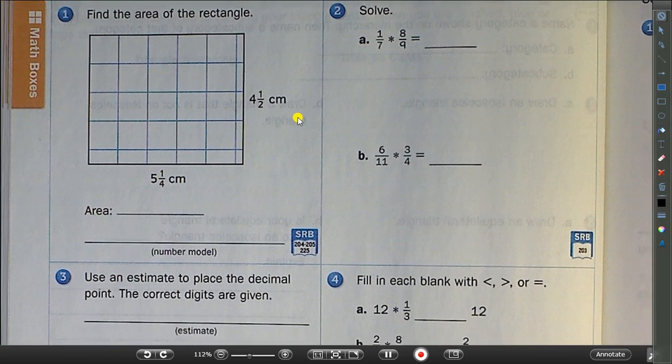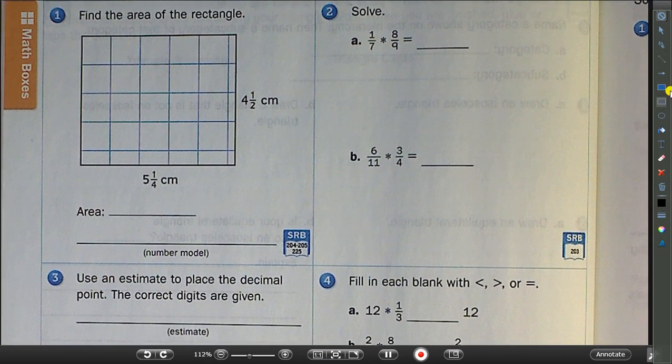Math boxes. Problem 1. Find the area of the rectangle. All right, first thing, area equals length times width. Now, in the beginning of the year, we would count squares, but once we start getting different size pieces, we have 3 different size pieces here. So counting squares, probably not going to be the best way for this, but you could make it work. So I'm going to simply multiply my length by my width. So my length is 5 1/4. It's a beautiful 5. And my width is 4 1/2.